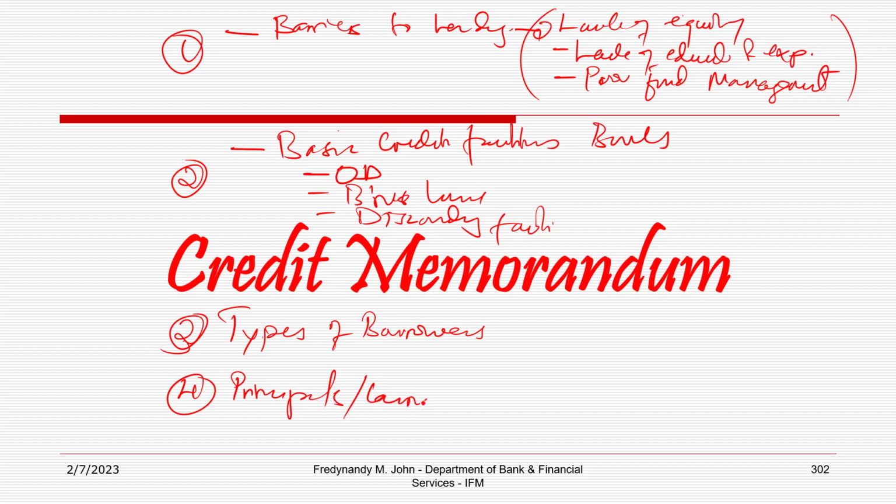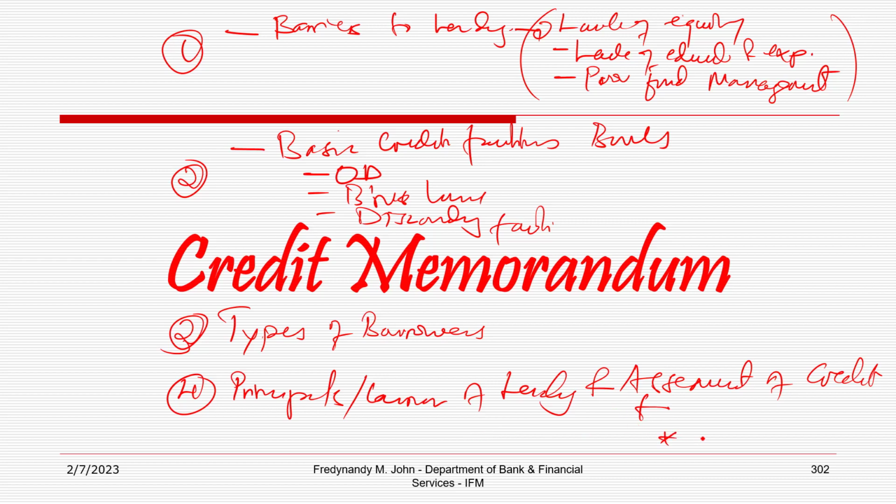Principles, or the canons of lending, as well as the mnemonics, that is, assessment of credit facilities. Under the assessment of credit facility, we discussed the company as well as the 5 C's. However, we saw that whether you're going to use company, 5 C's, or any other credit assessment model that is out there, you should never forget the following principles.